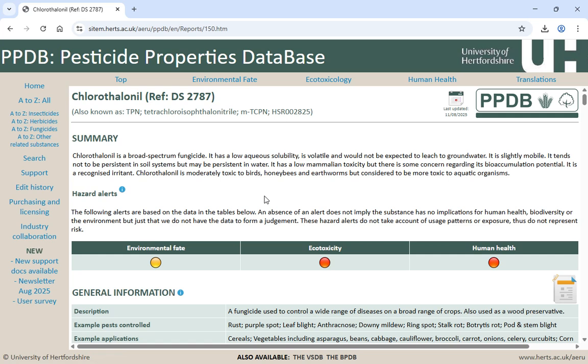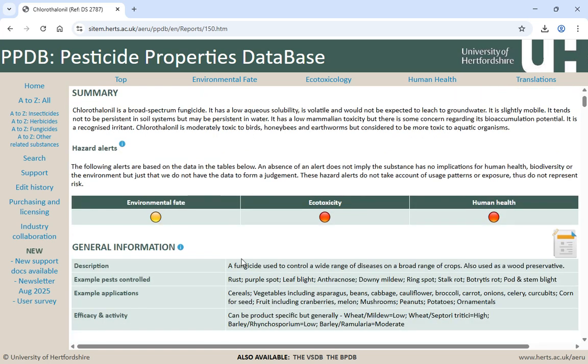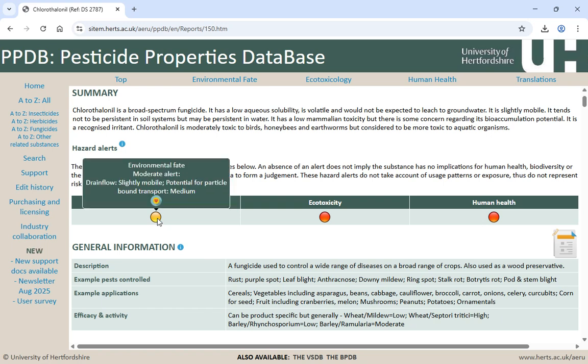When you come to the page, it's obviously got the essential information at the top, the name and what it's also known by, a summary, and then various hazard alerts. Now these are simply designed to draw your attention to particular issues when, say, the ecotoxicity is high or human health hazards exist. If you hover over these little icons, it uses essentially a red, amber, green system, so green being low, red being high.